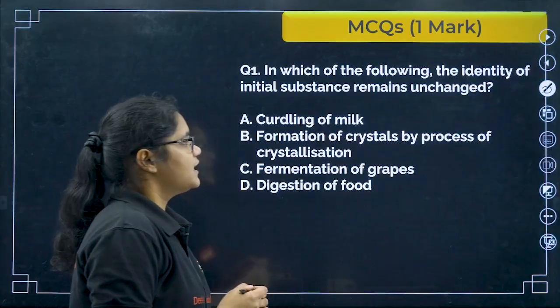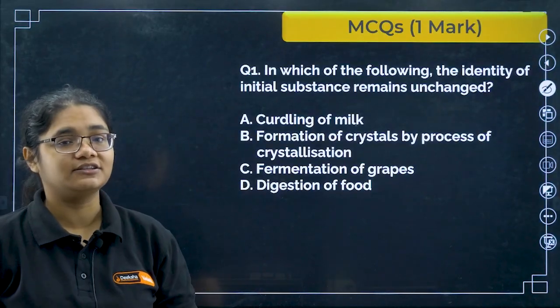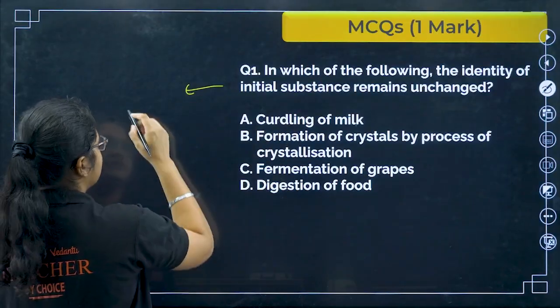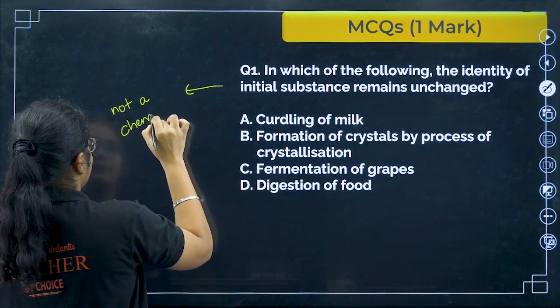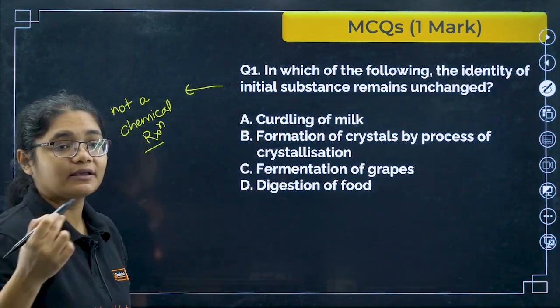The first question is, in which of the following the identity of the initial substance remains unchanged? That means if the identity remains unchanged, it is not a chemical reaction. So the question is asking which of the following is not a chemical reaction.